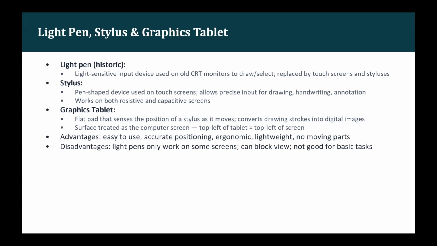Then there are other types of input devices: light pen, stylus, and graphics tablet. Light pen is an old version, a light sensitive input device used on an old CRT monitor to draw, select, replaced by both touchscreen and stylus these days. So stylus is a pen shaped device used on touchscreens, allows precise input for drawing, handwriting, annotations. Works on both resistive and capacitive screens.